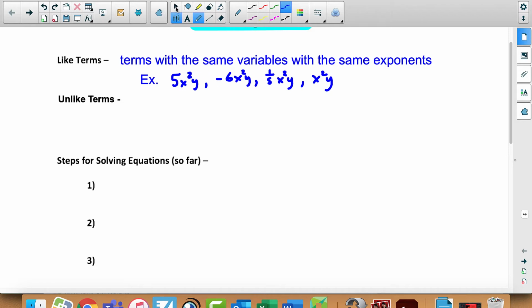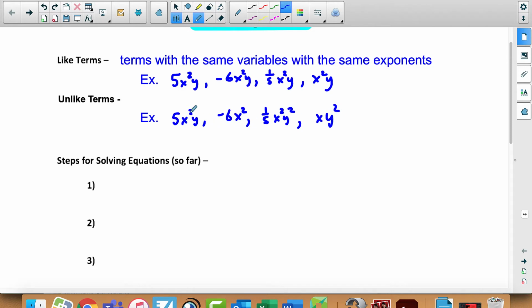Unlike terms, well, obviously unlike terms aren't like terms. I'll just give you some examples. So if we start again with our 5x squared y, some things that are not like terms are things like negative 6x squared. Okay, it's close, but no, there's no y, so that doesn't count. Or how about 1/5 x squared y squared? Nope, you've got x squared and y to the first power, and here you have y squared, so that doesn't work either. How about x y squared?